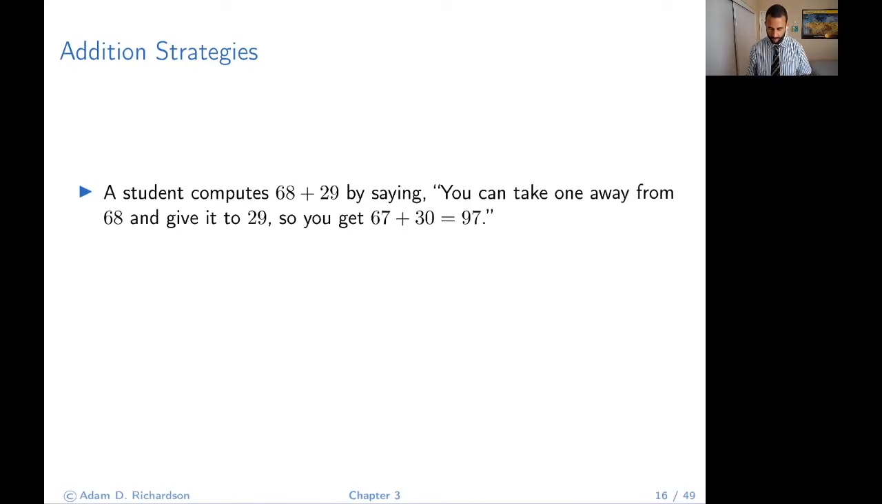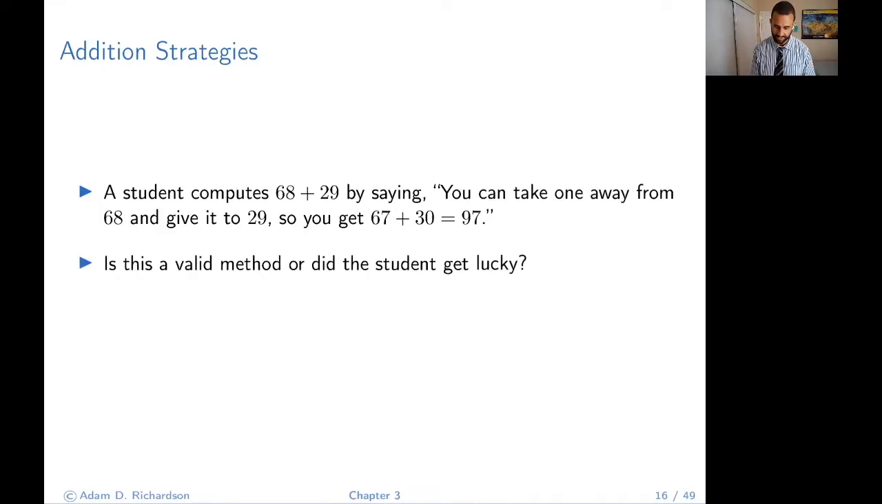All right. How about this one? This is a good question. A student computes 68 plus 29 by saying you can take 1 away from 68 and give it to 29. So you get 67 plus 30, which equals 97. Okay? That's what a student tells you as the teacher, all right? My question is, is this a valid method? Or did the student get lucky?